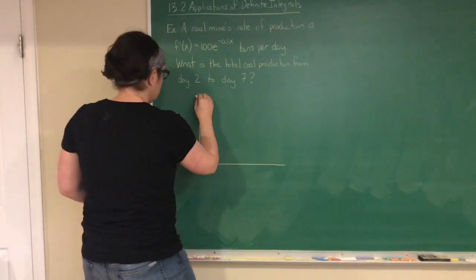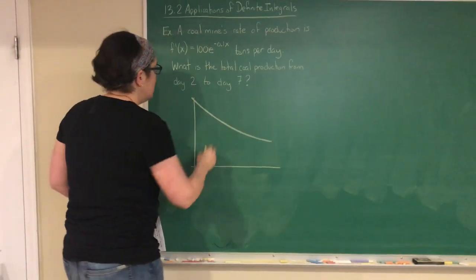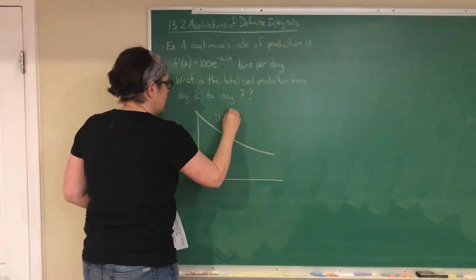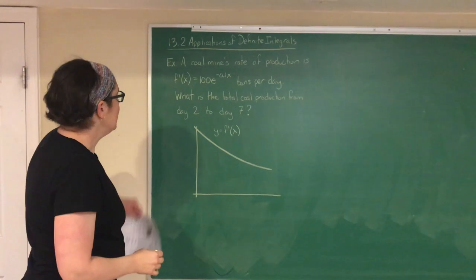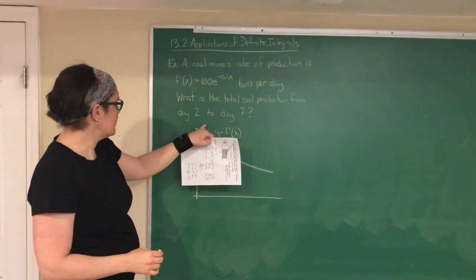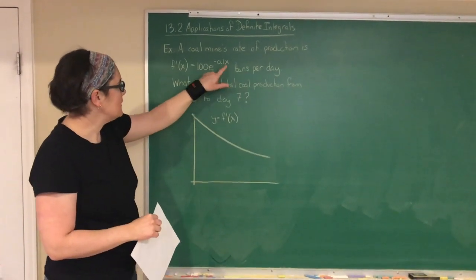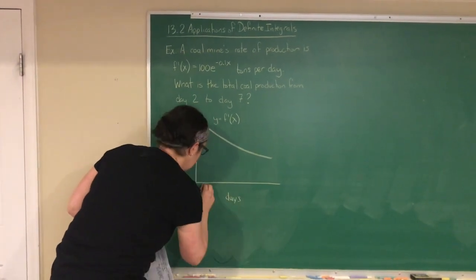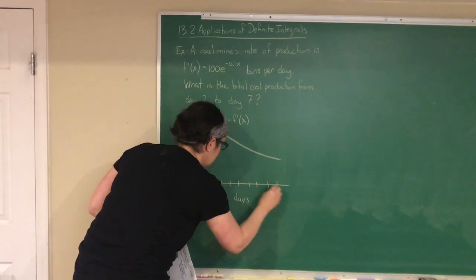Trying to draw this picture, it kind of looks something like this. And this is the graph of y equals f prime of x. Along the x-axis, x represents the number of days, since we're talking about tons per day. So we have 1, 2, 3, 4, 5, 6, 7, 8.